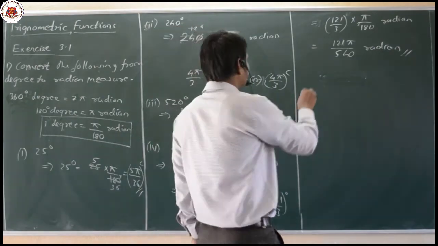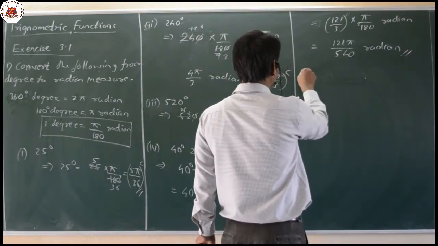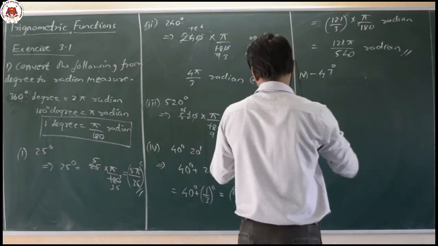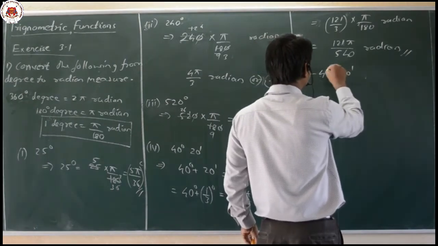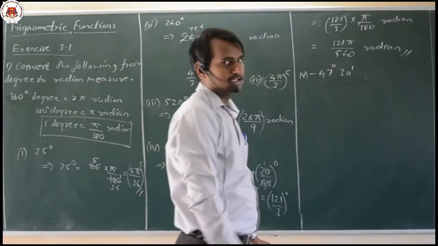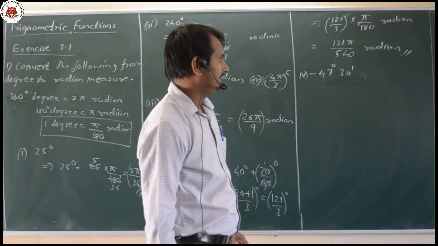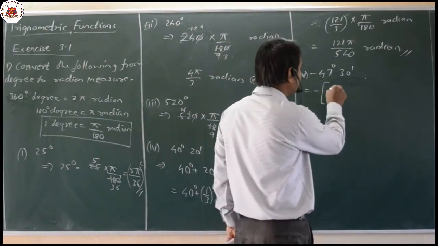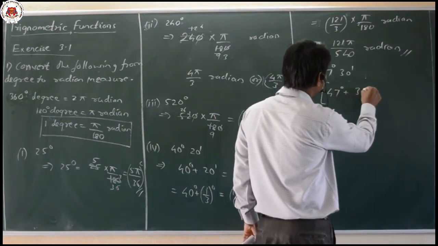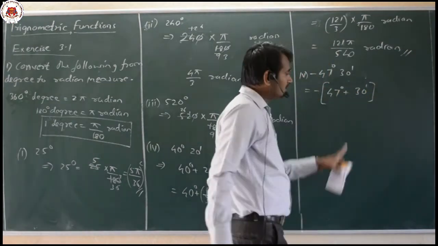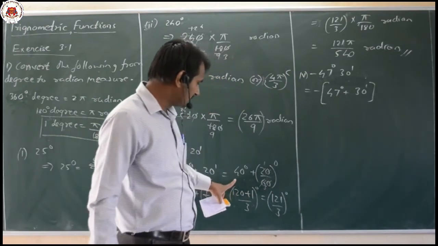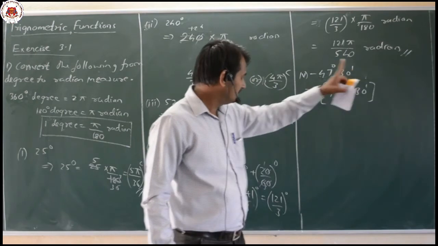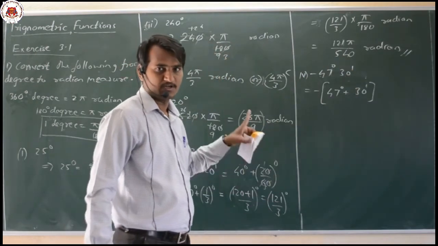Now one more question we shall observe here, the fifth one, that is minus 47 degrees 30 minutes. Now how do we have to solve it? Here also same as before, I will take the minus sign outside. 47 degrees plus 30 minutes I can write here. Now the same procedure I have to carry on, divided by 60, to convert this minute into degrees.